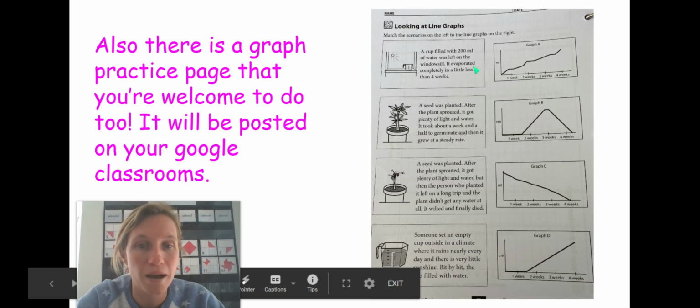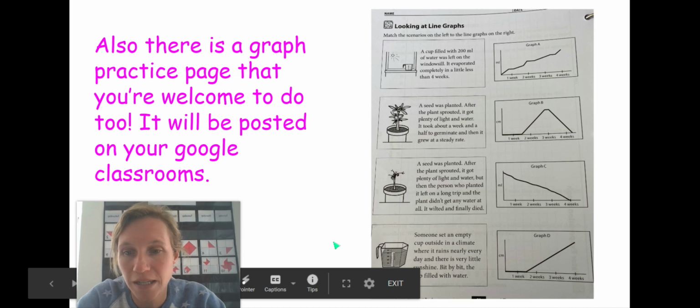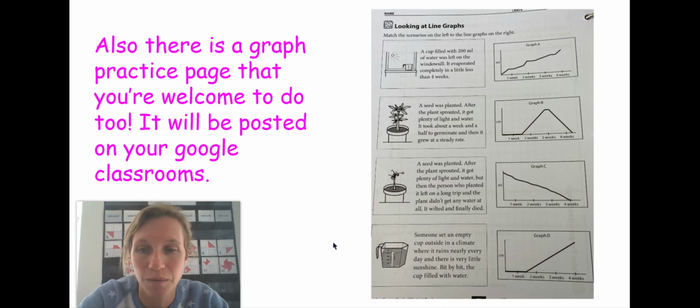So I hope that for all of you, this is a great way to bring together all these skills you've been learning with analyzing graphs and synthesizing data.